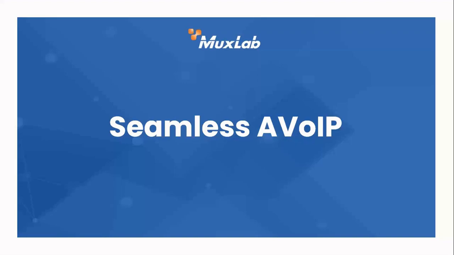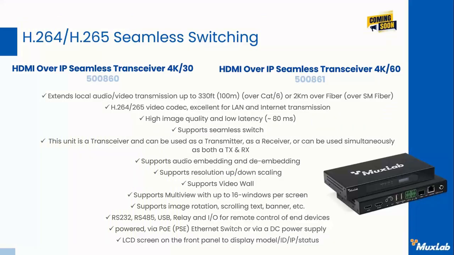So we're going to start with the AV over IP streaming line. We've recently introduced 2 new products. These products are coming soon, just so you know. They'll be available early next year, just before the ISE show in Europe, which is in beginning of February. So we have a 4K 30 version of this product and a 4K 60 version of this product. Both support seamless switching.